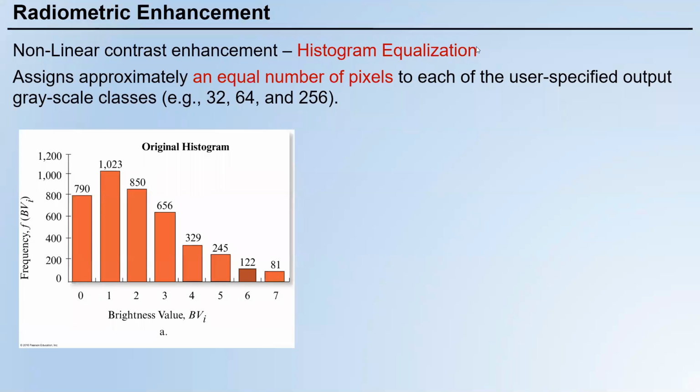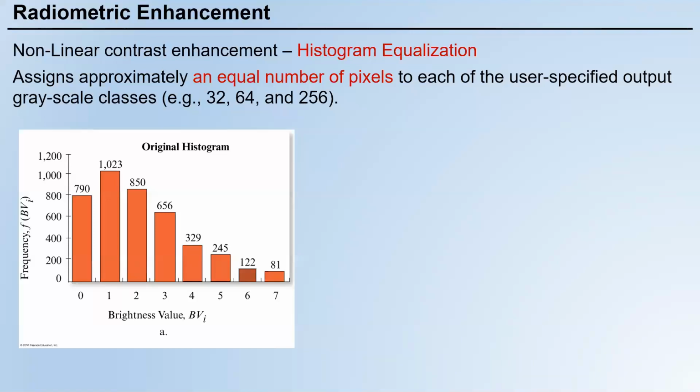In this video, I want to introduce another type of contrast enhancement. It's called nonlinear contrast enhancement, and this is a category. Histogram equalization is a very fundamental nonlinear contrast enhancement. The purpose of histogram equalization is to assign approximately, not exactly, an equal number of pixels to each of the user-specified output grayscale classes.